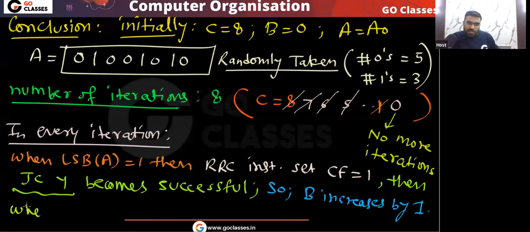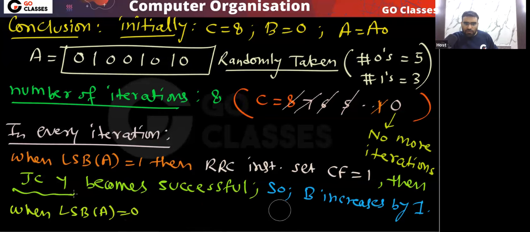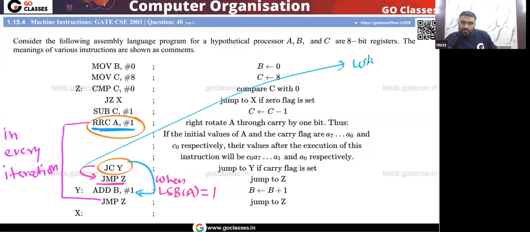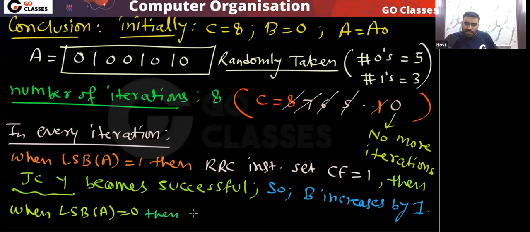And tell me, when the LSB of A is 0, what will happen? In this situation you will directly jump. Yes or no? You can see that when LSB of A is 1, this will happen. And when LSB of A is equal to 0, then you will directly jump to the next instruction. Then the next iteration starts.